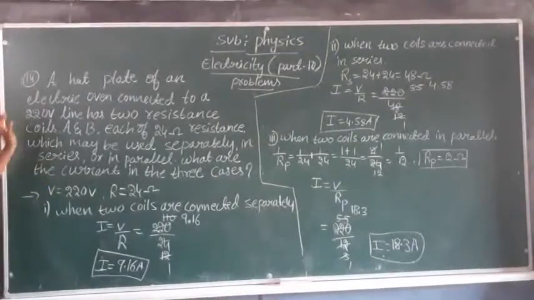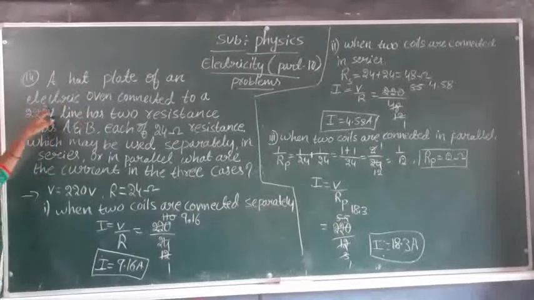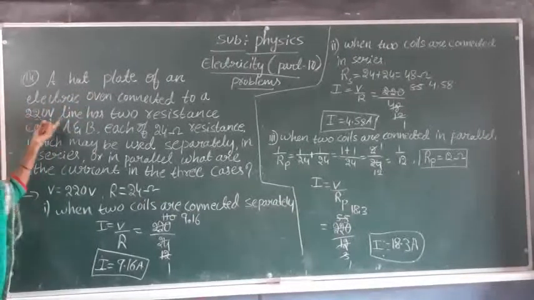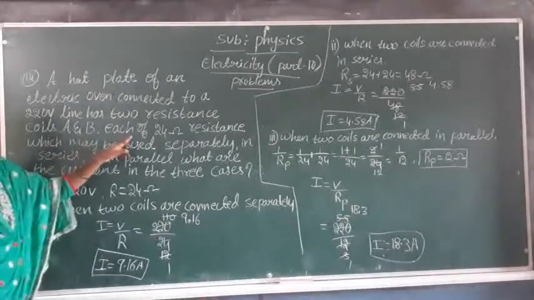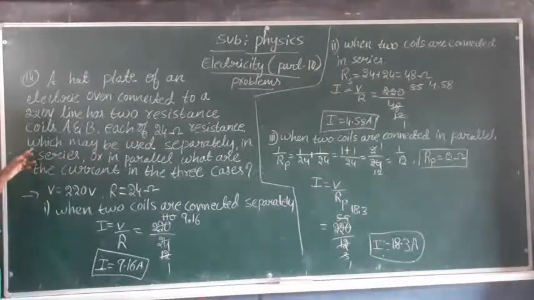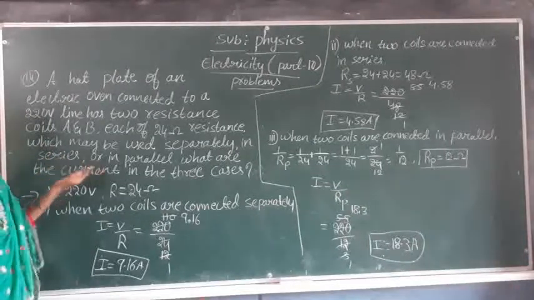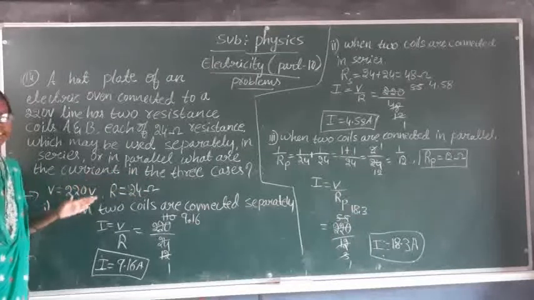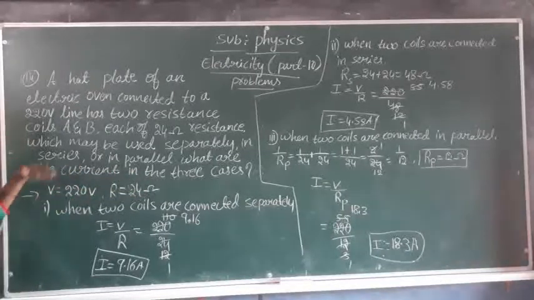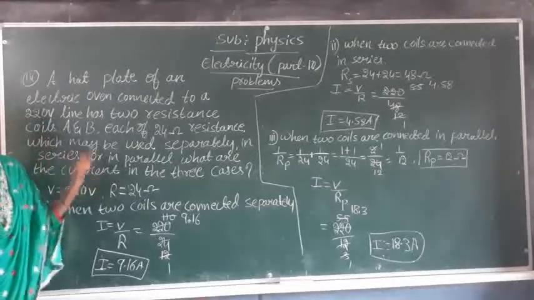Let's see the next problem. A hot plate of an electric oven connected to a 220 volt line has two resistance coils A and B, each of 24 ohm resistance. So which may be used separately, in series or in parallel. So what are the currents in the 3 cases? So you have to find the current value when you connect the resistances separately, in series and in parallel.